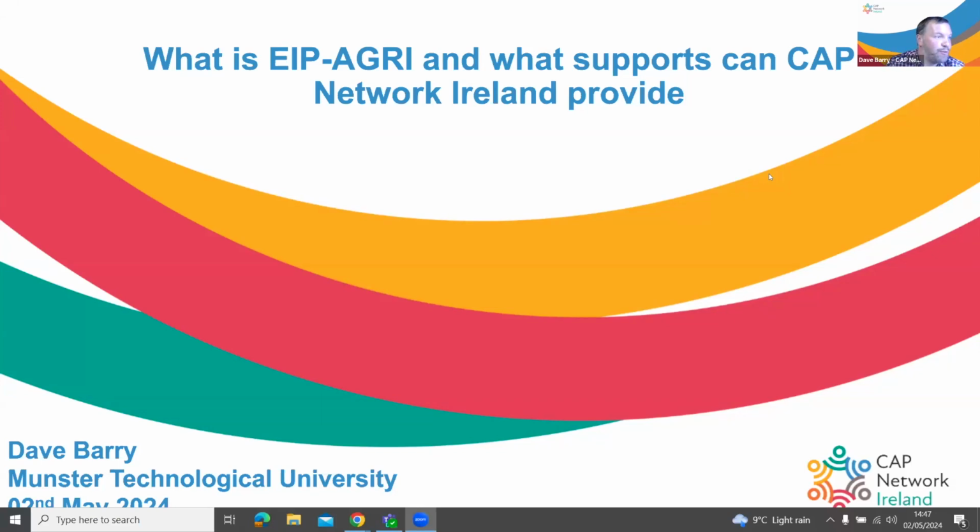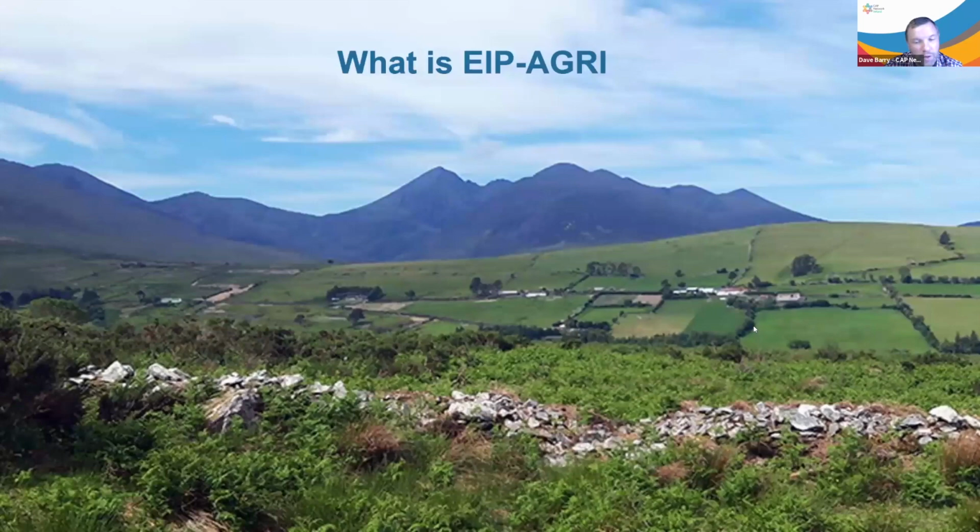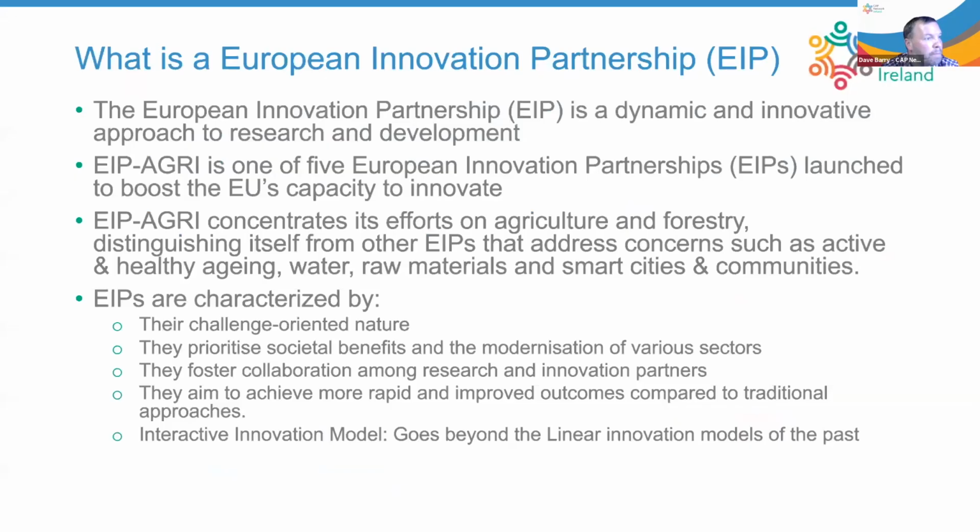I'll try and be as brief as possible. We'll just take a quick look. Really, what is EIP Agri? The first thing we must be aware of is that EIP Agri is not a standalone initiative. EIP Agri is one of five EIPs, a dynamic and innovative concept brought forward by the EU. EIP Agri, as part of that, was launched to boost innovation within the agriculture sector.